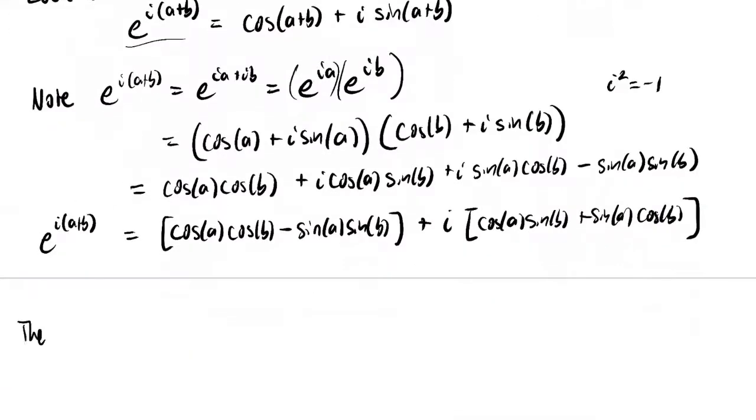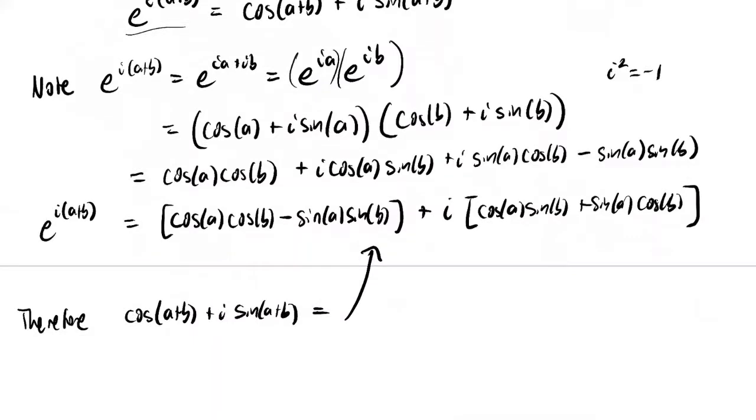And so therefore, cosine of a plus b plus i times sine of a plus b, which is equal to the exponential on the left, is equal to this, right? And so in particular, this is like a fact. Let me use different letters. Let's say you have two complex numbers, s plus it is equal to x plus iy, right? Two complex numbers. This can only happen if x is equal to s and y is equal to t, right?